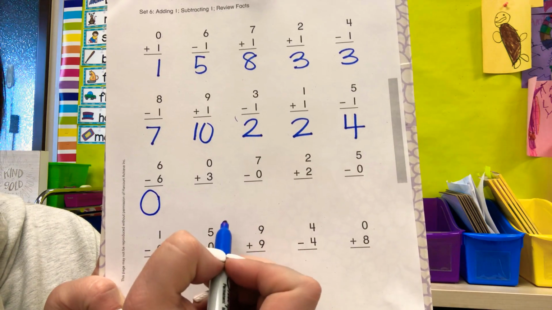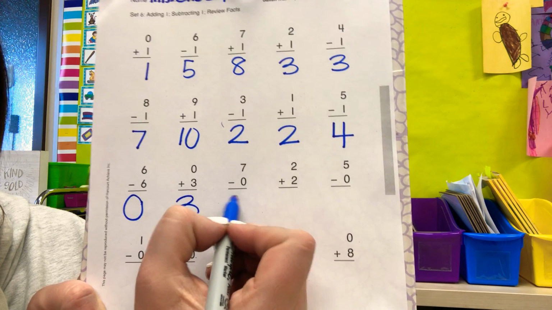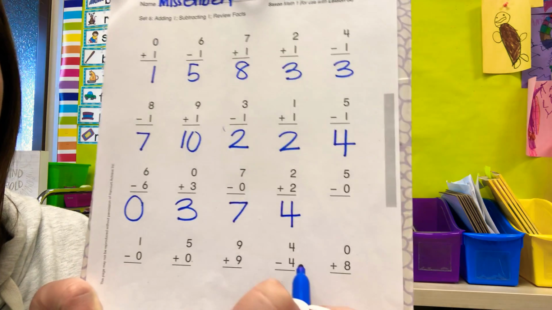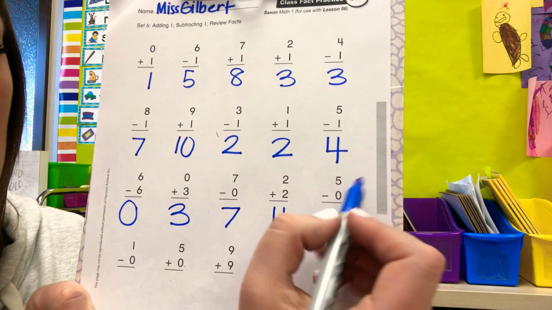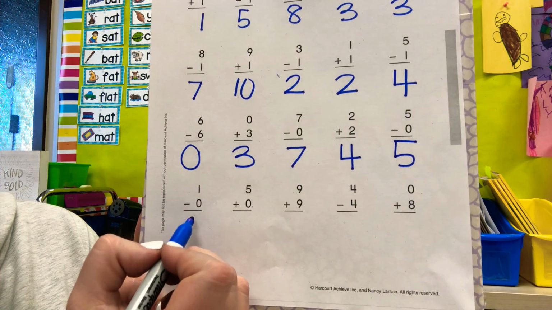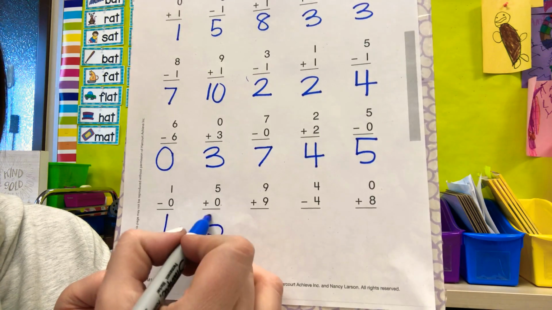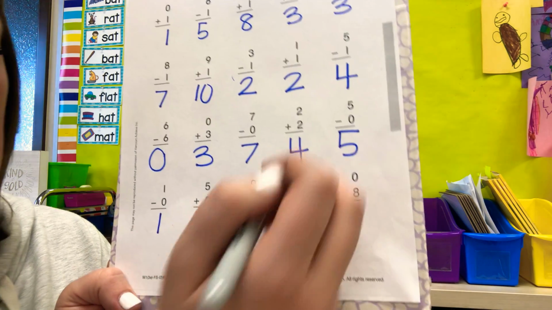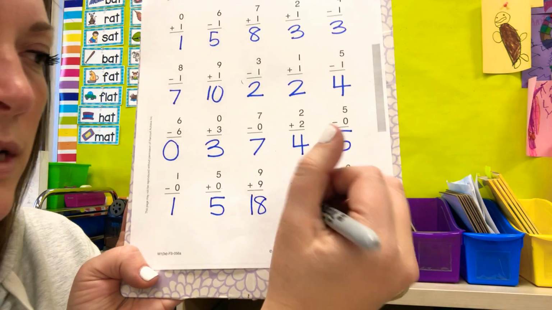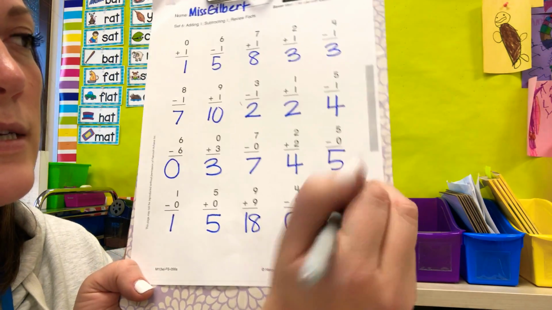0 plus 3 equals 3. 7 minus 0 equals 7. 2 plus 2 equals 4. 5 minus 0 equals 5. Last row. 1 minus 0 equals 1. 5 plus 0 equals 5. 9 plus 9 equals 18. Jelly bean. 4 minus 4 equals 0. 0 plus 8 equals 8.